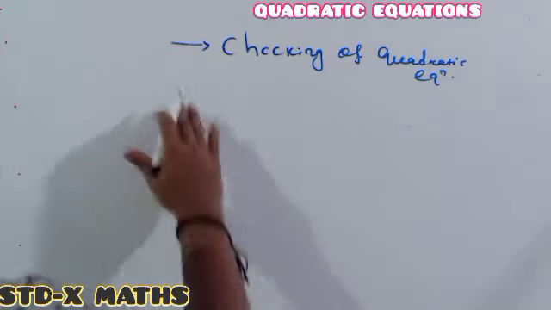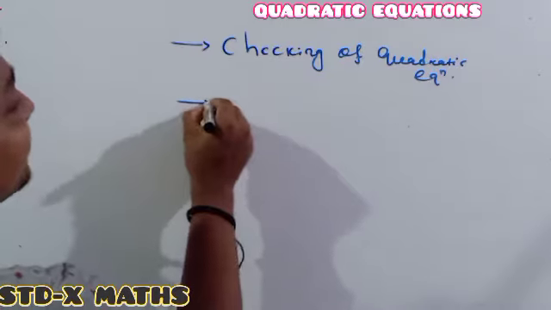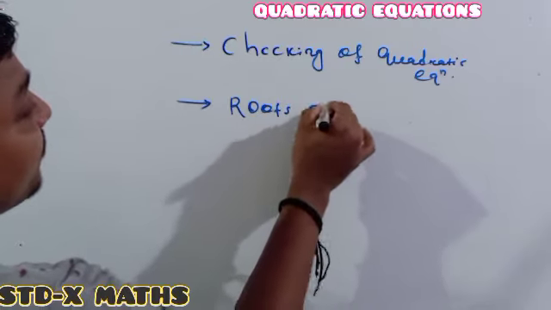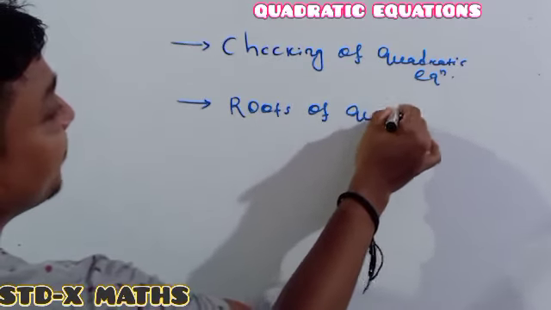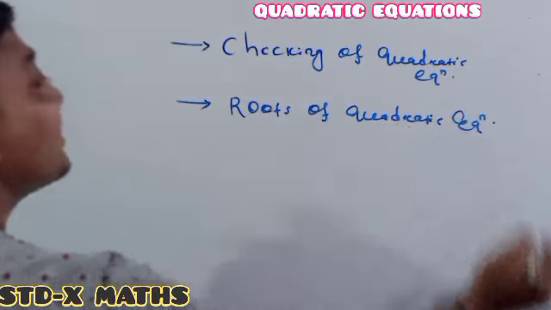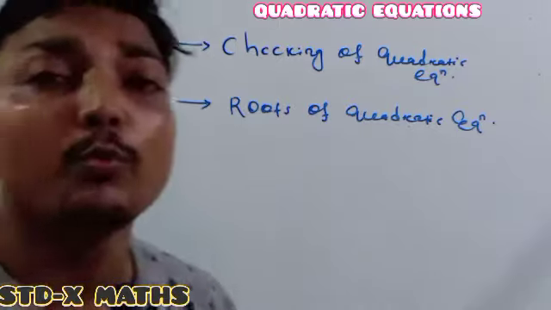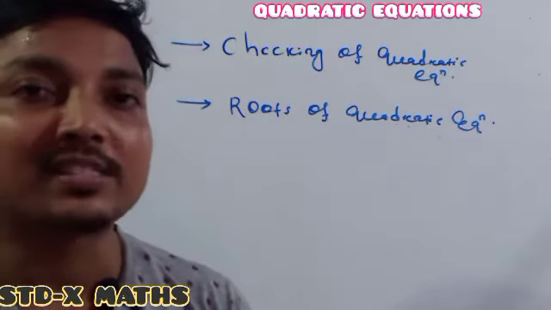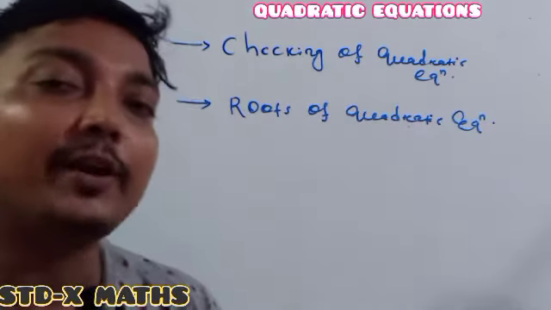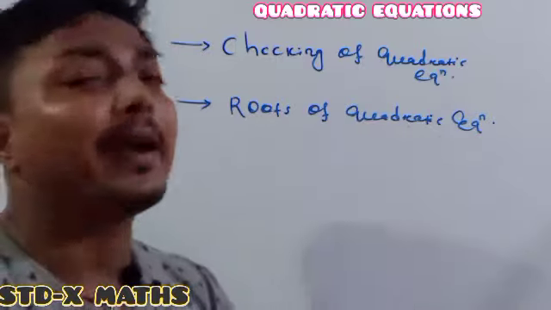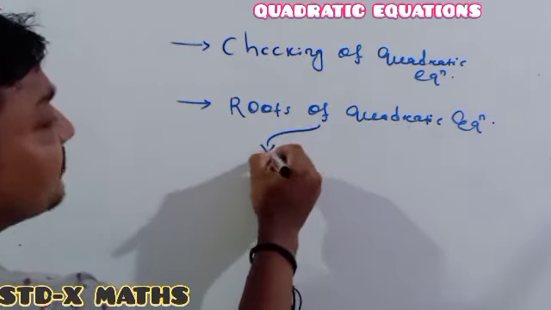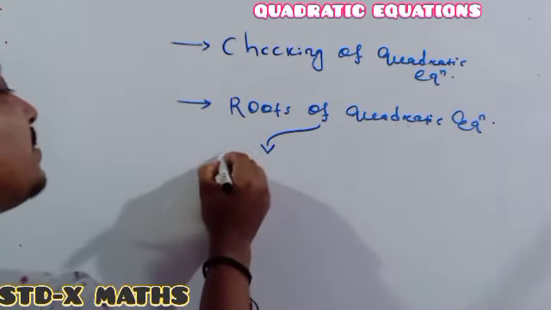And the second point is finding the roots of a quadratic equation. Next we will discuss how to find the roots of the quadratic equation. Remember, this is an important point, also interesting and easier, how to find the roots of a quadratic equation. The roots of the quadratic equation can be obtained in three ways. One is by the factorization method.